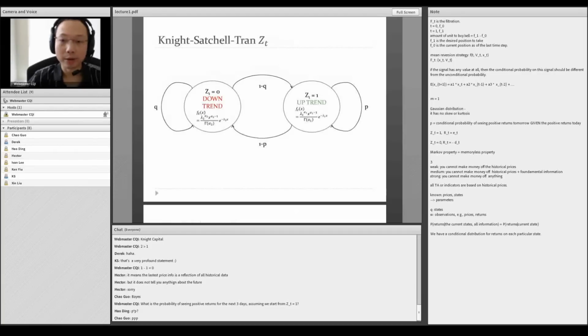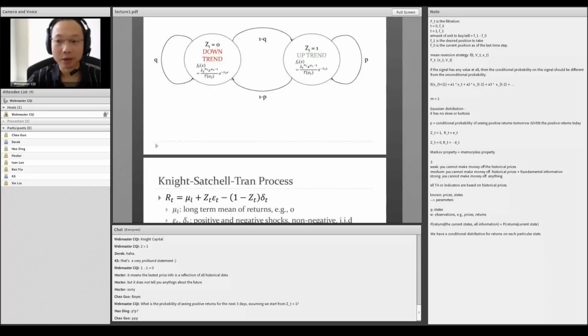We can even know the probability of having 3 positive returns in a row. We can compute that. So once we have the parameters, we know everything. But the difficult question is, where do the parameters come from? How do we estimate the parameters from historical data? This is the real question. This is a hard question.